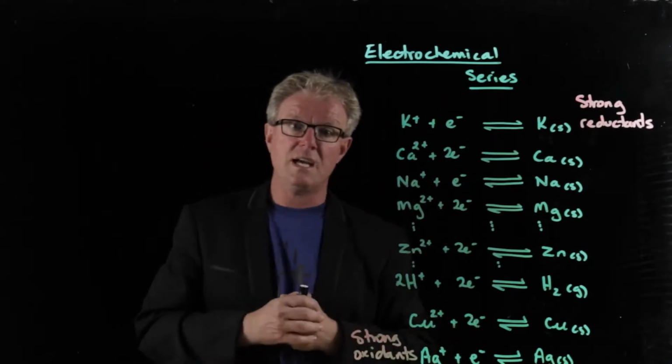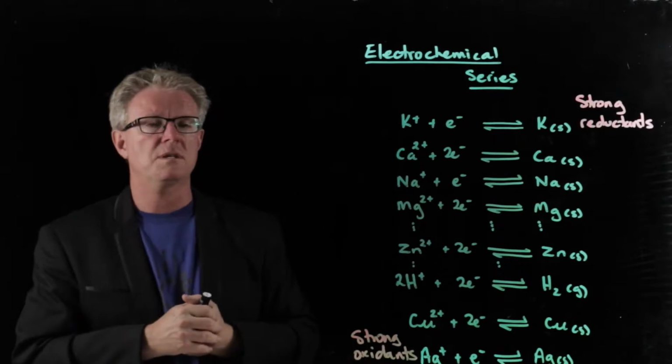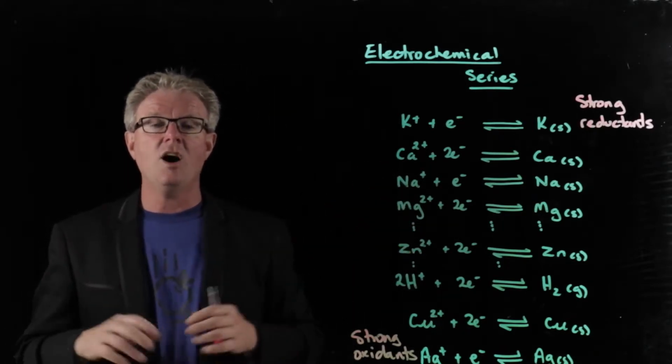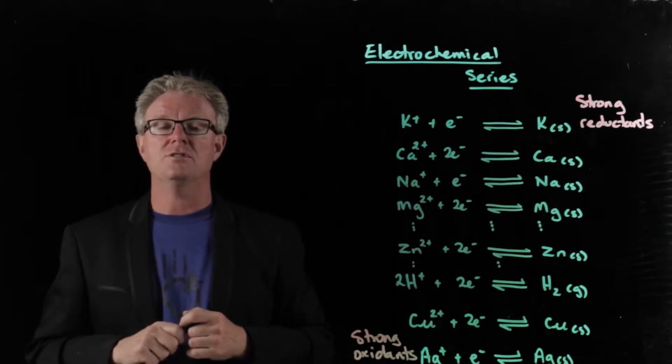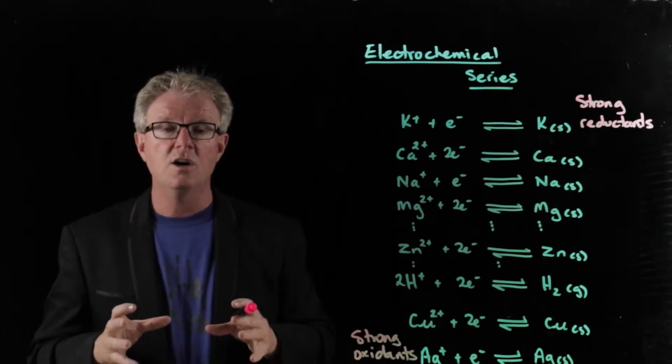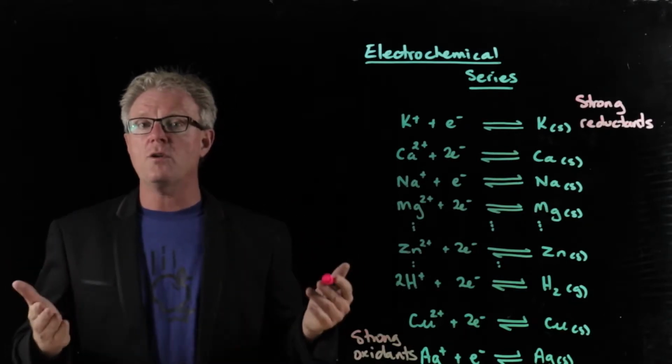Now what's the use of this table, I hear you ask? Well, I'm glad you asked me, because I'm about to tell you. This allows us to determine the spontaneity of metal displacement reactions. So in other words, do the reactions occur spontaneously, or do they not occur at all?